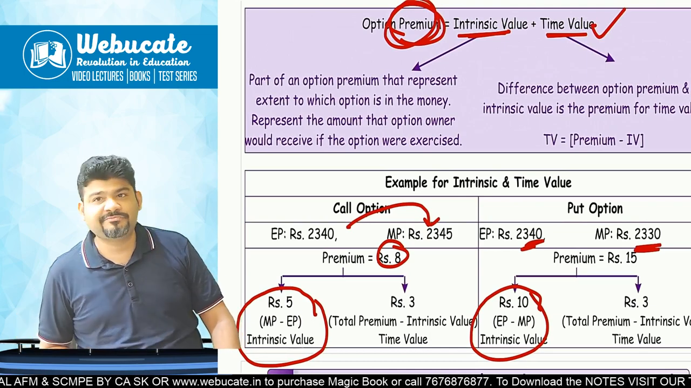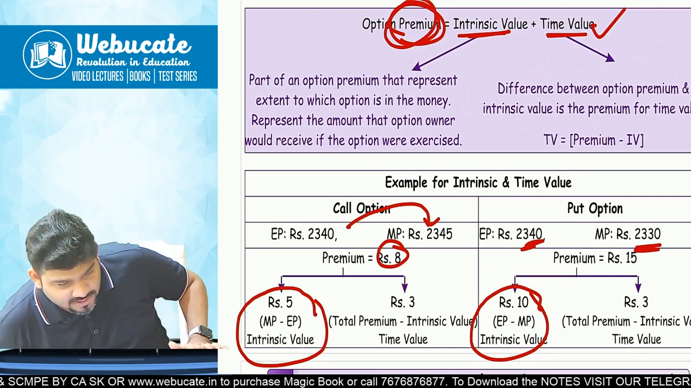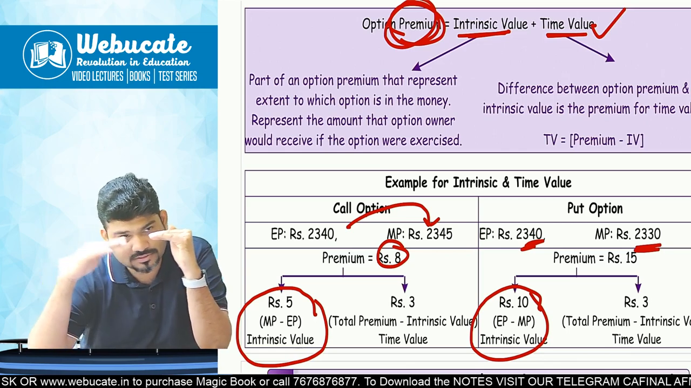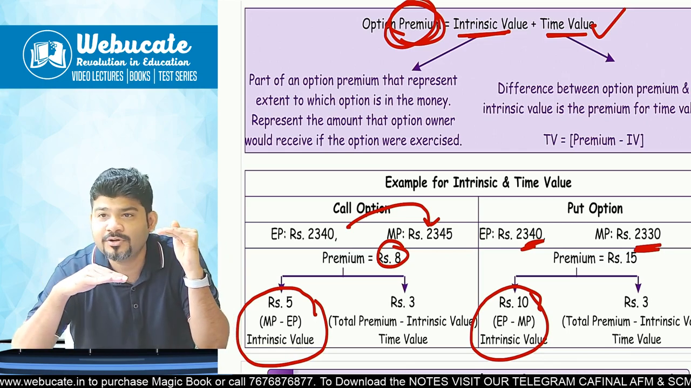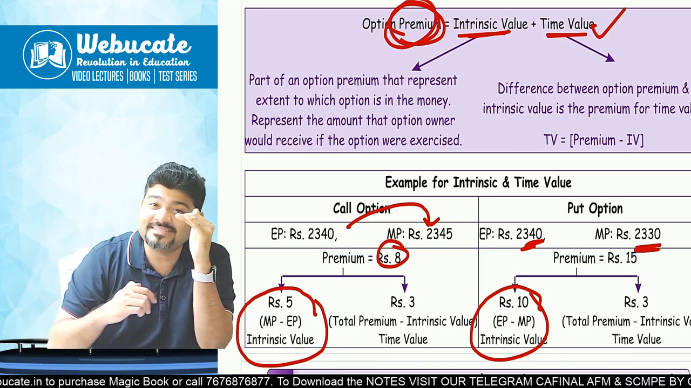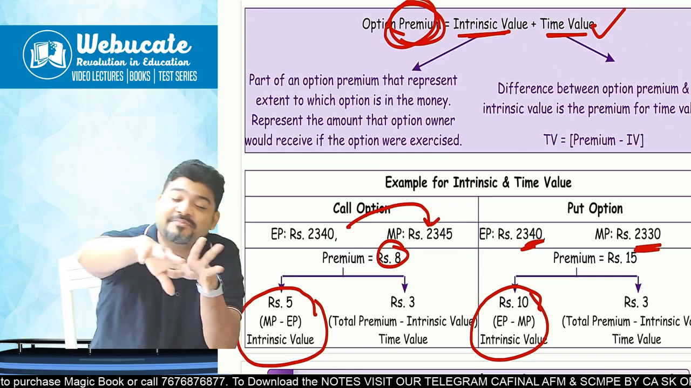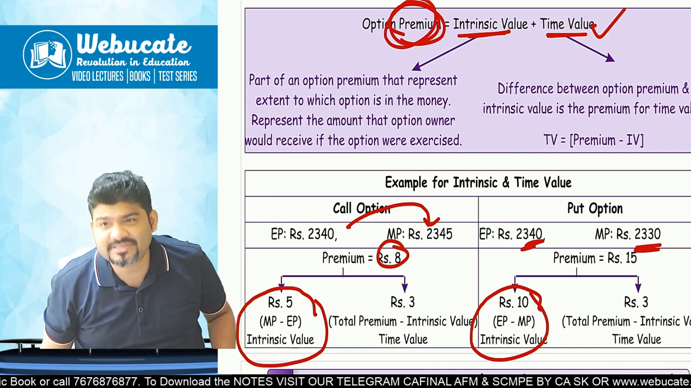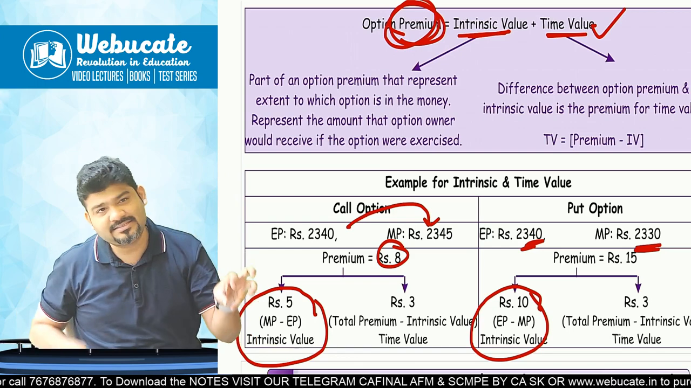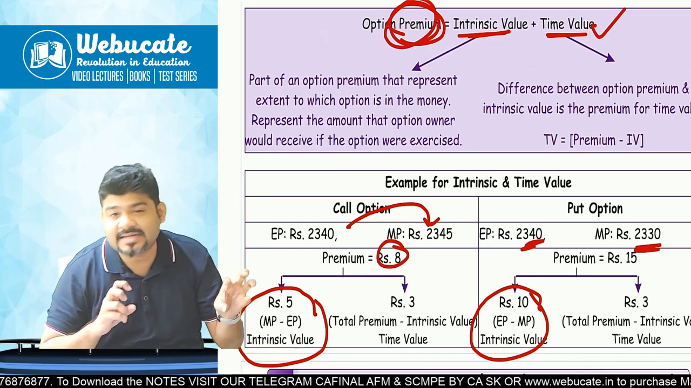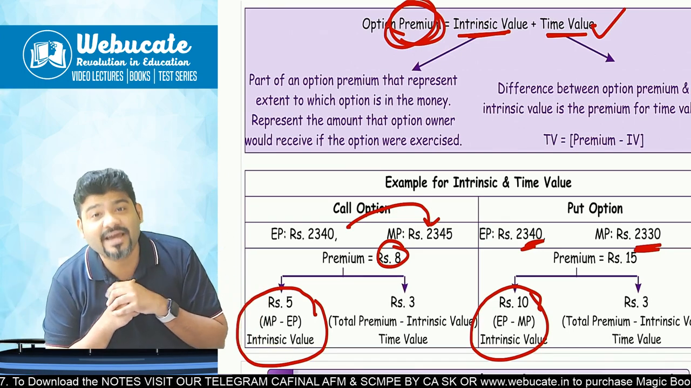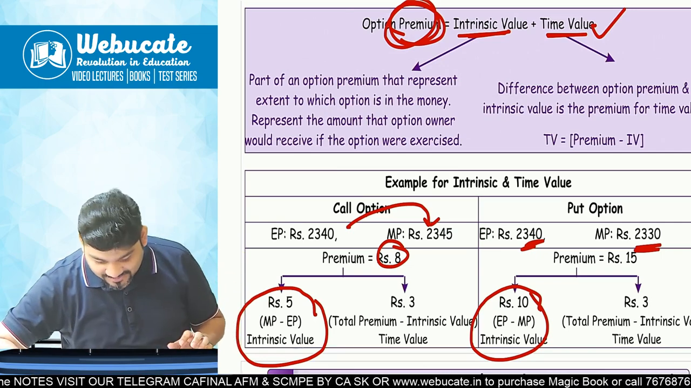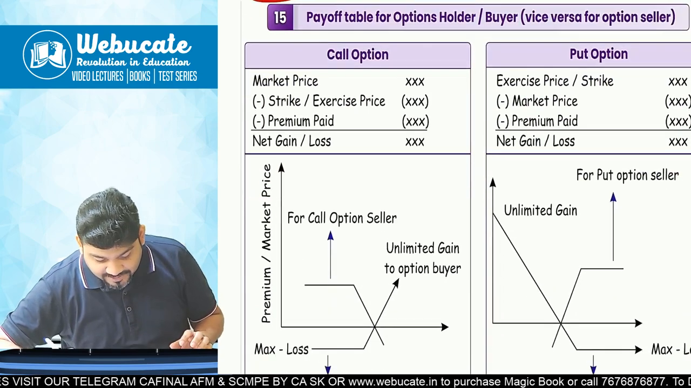So suppose if put option is there, think and answer me now. Put option is there, 2350. And suppose the market price is 2330. So by default, 20 rupees difference is there. That will be the minimum premium, intrinsic value. But suppose instead of 20, the premium is 27 rupees. So 20 rupees intrinsic value, 7 rupees is the time value. Total 27 rupees. Got it, everybody? So that's how the premium works.